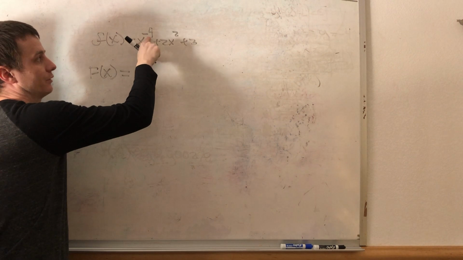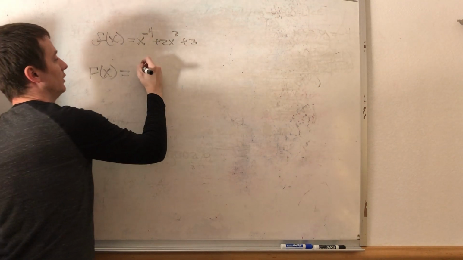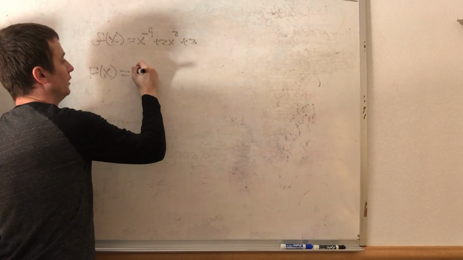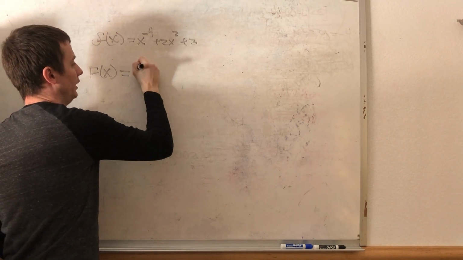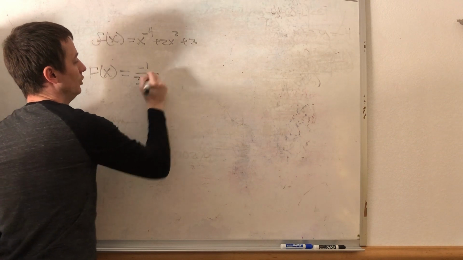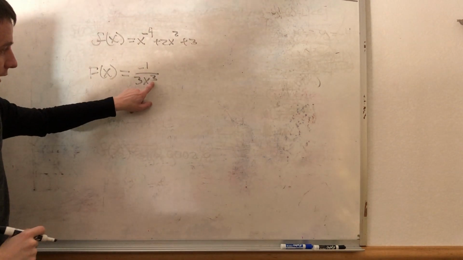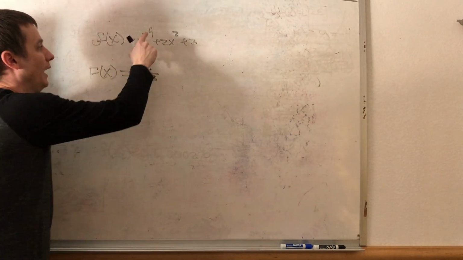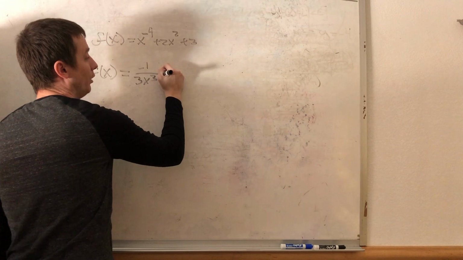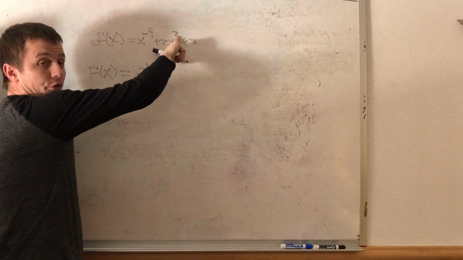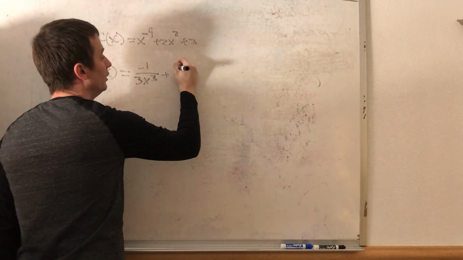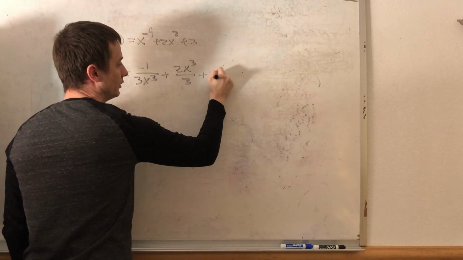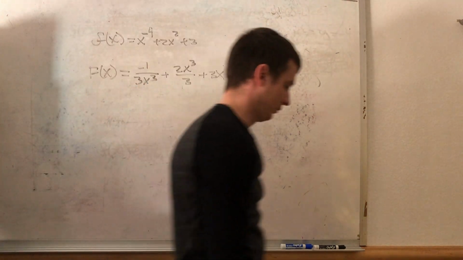What's the integral of x to the minus 4? Add 1, then divide. So that's going to be x to the minus 3 divided by minus 3, or in other words, negative 1 over 3x cubed is another way we could write it. Then for 2x squared, add 1, we get 3, and then divide gives us 2/3. So we have 2x cubed over 3, and then plus, finally, 3x. So there's an antiderivative.